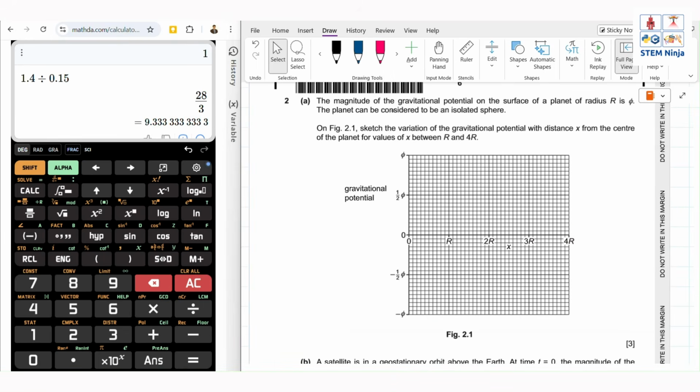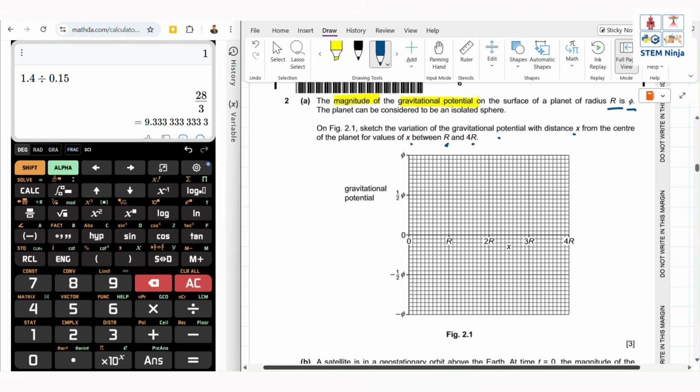Question number 2. The magnitude of the gravitational potential on the surface of a planet of radius r is phi. The key word over here is that they're talking about the magnitude of the gravitational potential. The planet can be considered to be an isolated sphere. On figure 2.1, sketch the variation of the gravitational potential with distance x from the center of the planet for values of x between r and 4r.